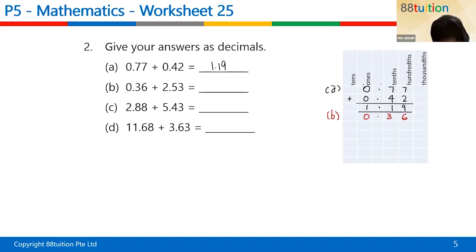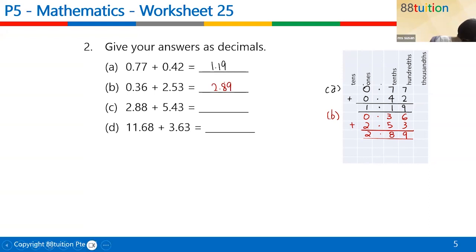Number B, let's take a look. 0.36 plus 2.53. They must be in a column like this. So let's take a look here. 6 plus 3, 9. 3 plus 5, 8, and you get 2.89.